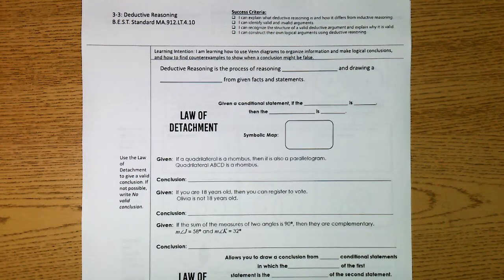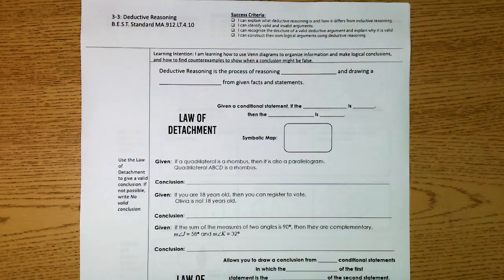Alright class, today we are moving on to 3.3, which is deductive reasoning. Read along as I read this out loud. Our learning intention for the day is: I am learning how to use Venn diagrams to organize information and make logical conclusions, and how to find counterexamples to show a conclusion might be false.